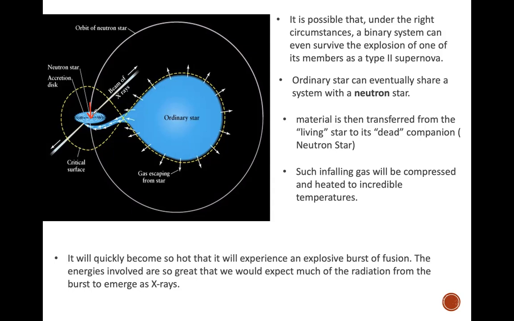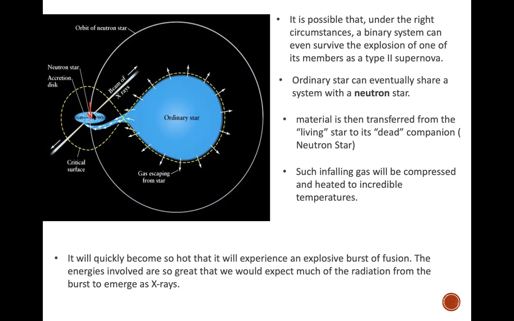Then gas from the ordinary star can be accreted towards the neutron star, right? The materials will be transferred from this living ordinary star to this dead companion. Dead companion means a neutron star, right? We used to say that a neutron star is a dead star because it doesn't go through nuclear fusion reactions.